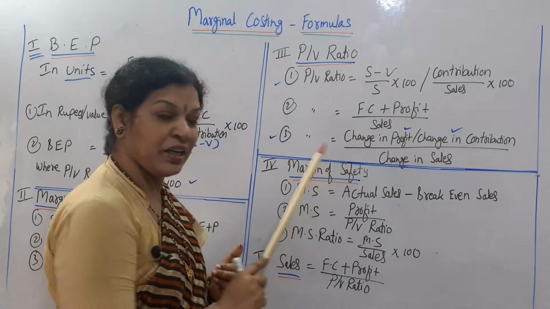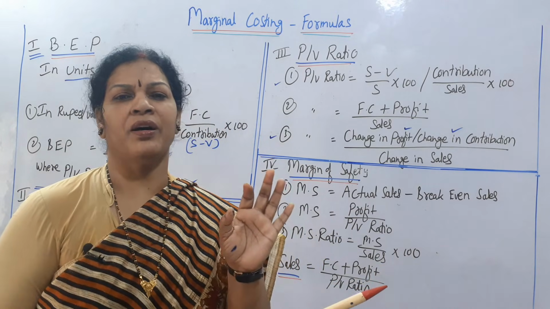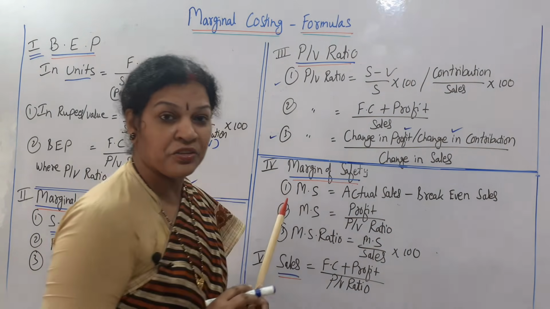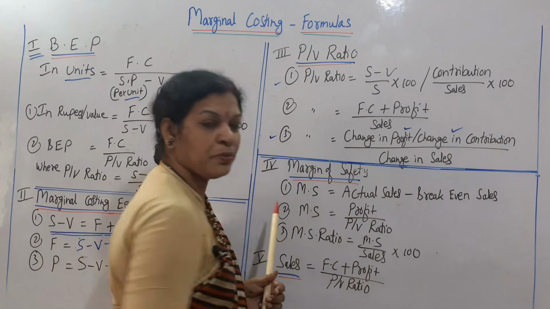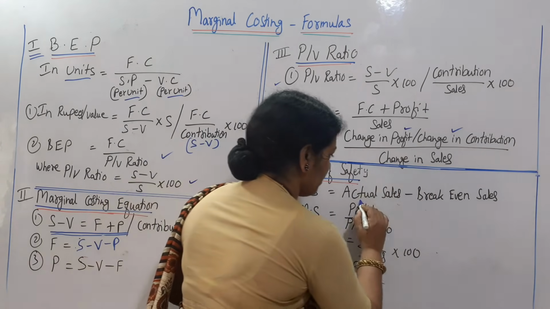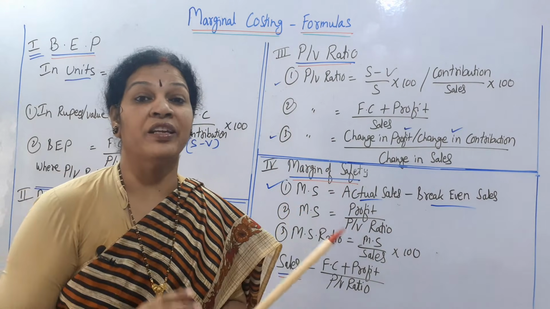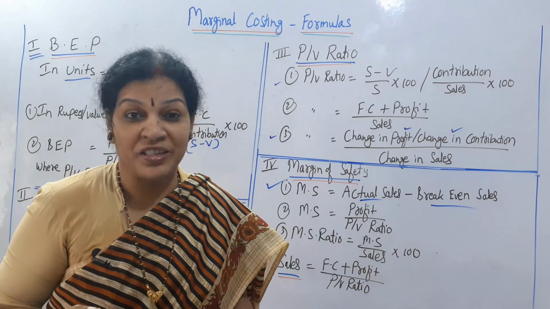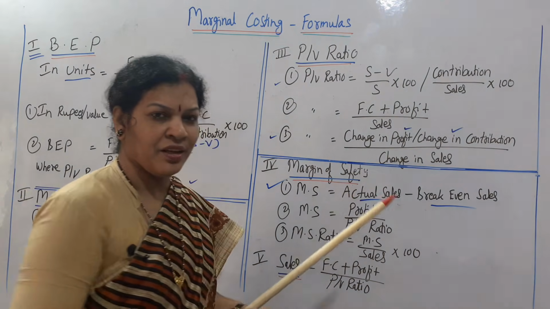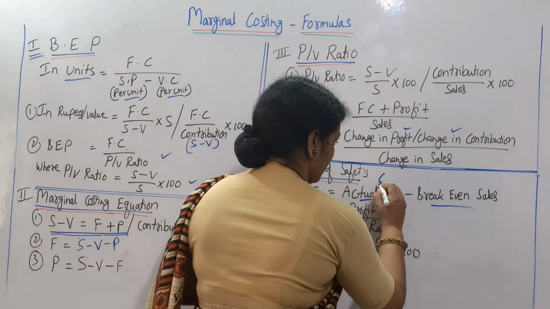Next, the fourth one is margin of safety. How do you get margin of safety? The most used formula is this: MS means margin of safety, which is actual sales minus BEP sales, break-even sales. Mostly this formula is used to calculate the margin of safety. How much margin is there from a safety point of view? Actual sales: say, for example, I sold 6 lakh rupees.